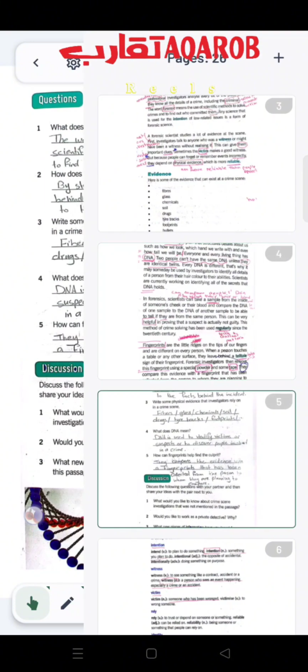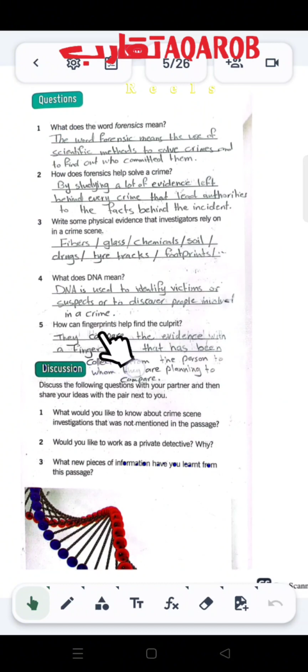Question number 5, how can fingerprints help find out the culprit? So they compare the evidence with the fingerprints that has been collected from the person to whom they are planning to compare.